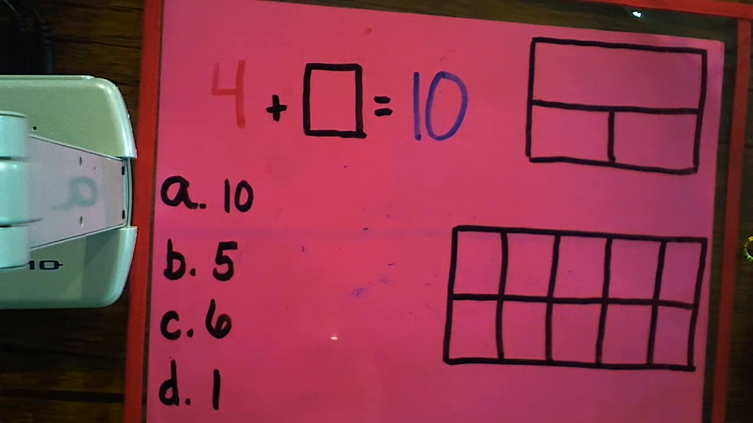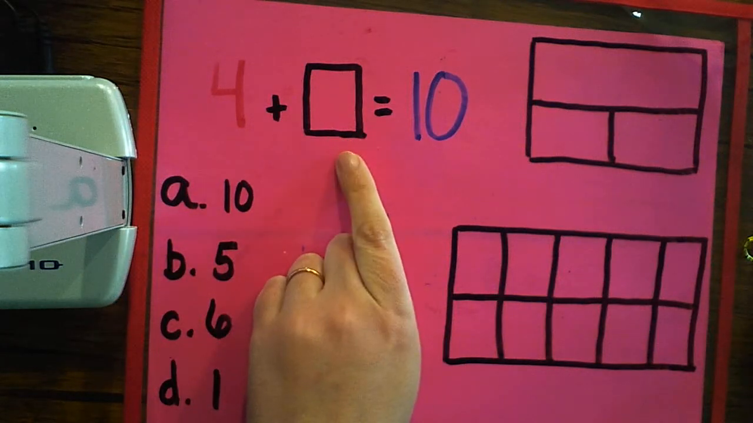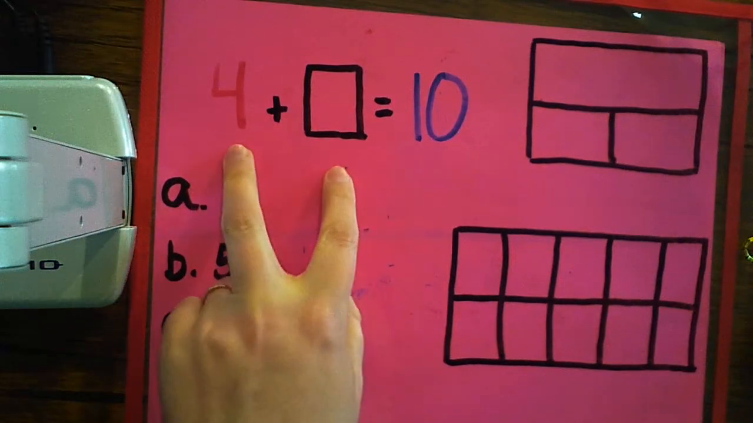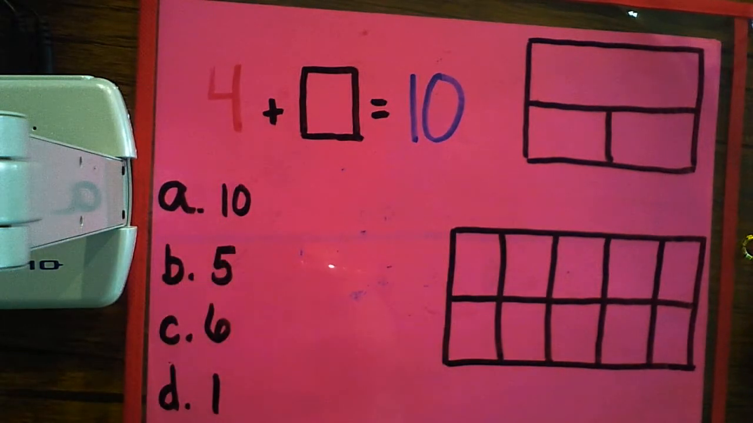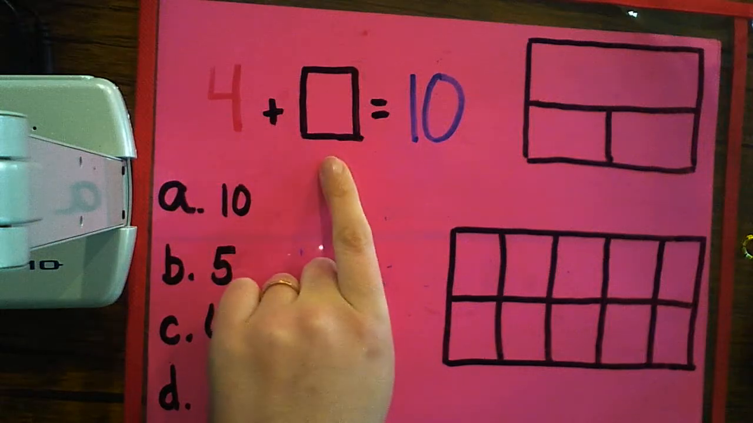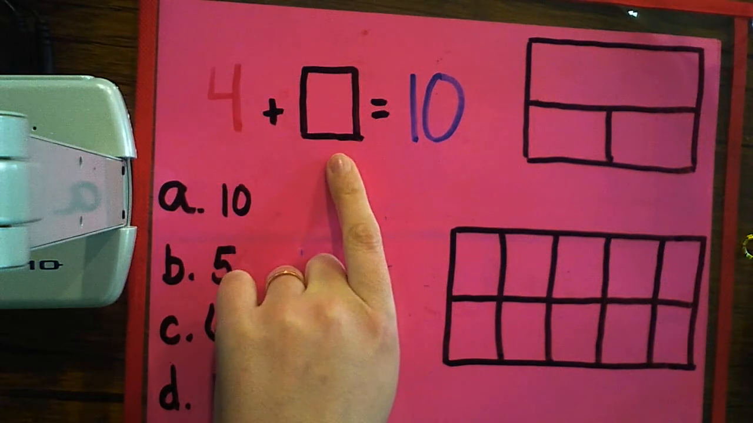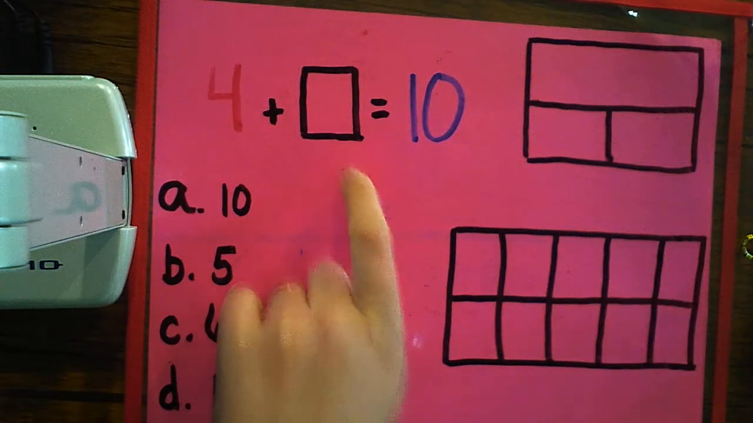Hey first grade friends, and welcome to another math class where we are going to be looking at how to find a missing addend. Now we know that when we have an addition sentence we're adding two numbers or two parts together to make our whole. But sometimes we don't know what one of those addends is, so we need some strategies that are going to help us figure out what that missing addend is.